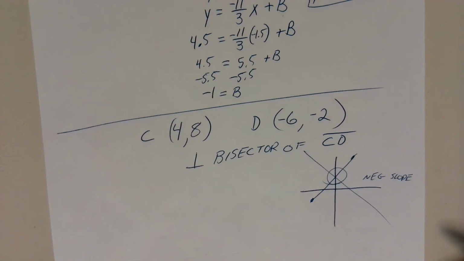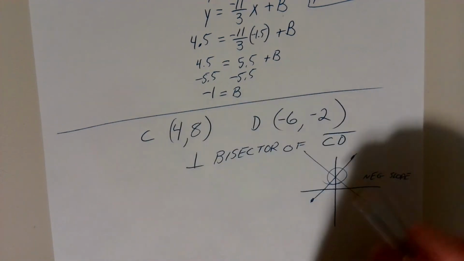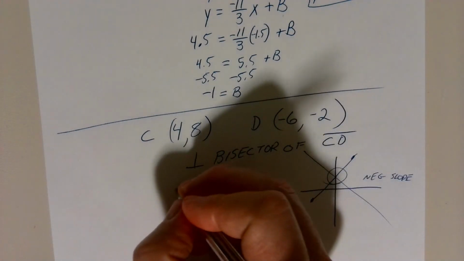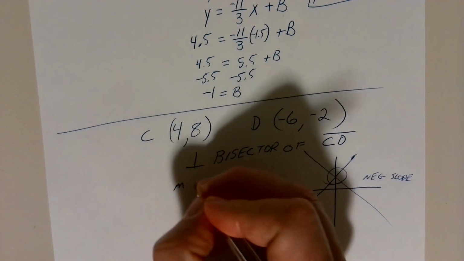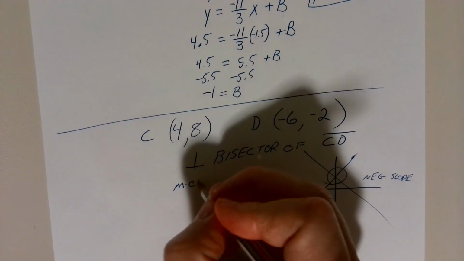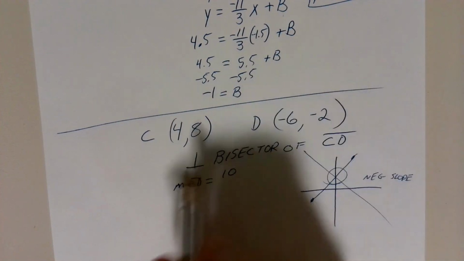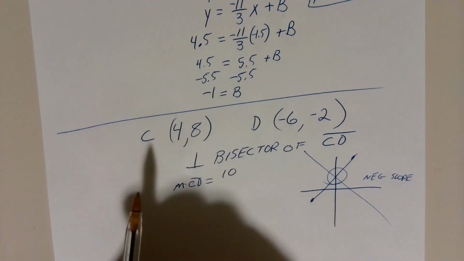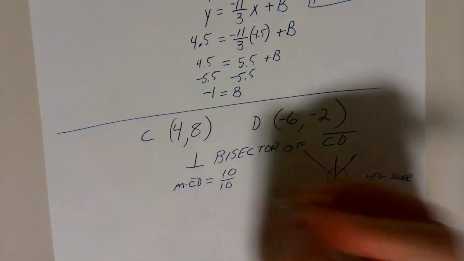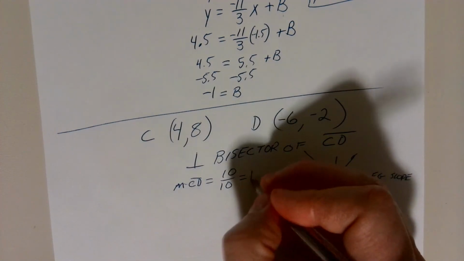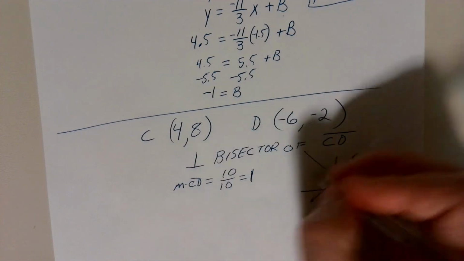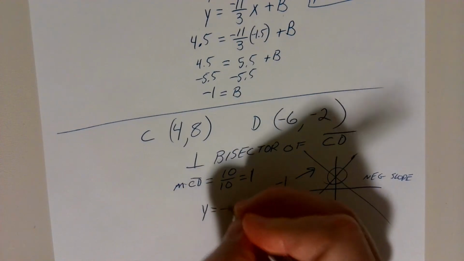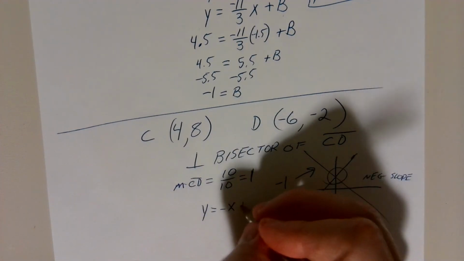Okay, so here we go. Step number 1, I'm going to find the slope of this one. So 8 minus negative 2 is 10. The slope of CD is equal to 10 over 4 minus negative 6, which is 10. Wow, look at how easy this one's going to be. So the slope of that one's 1. That means the slope of the perpendicular bisector must be negative 1. So I'm going to have y equals negative x plus b.